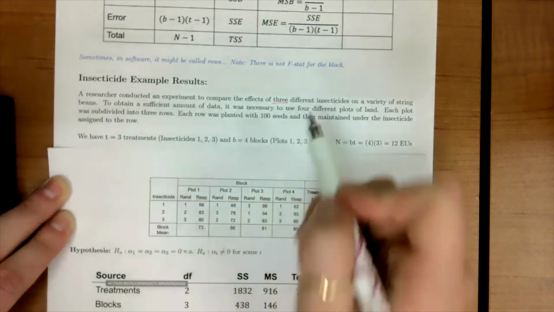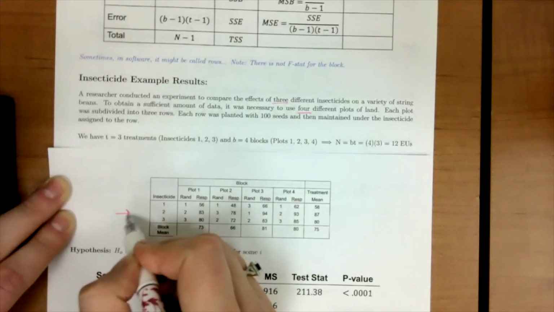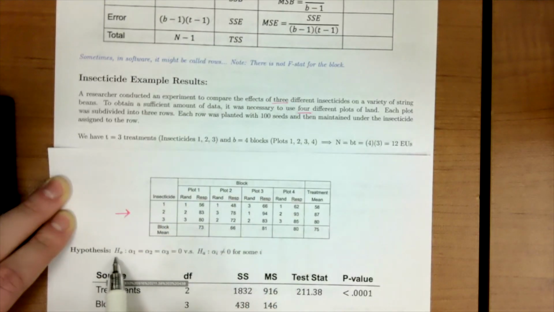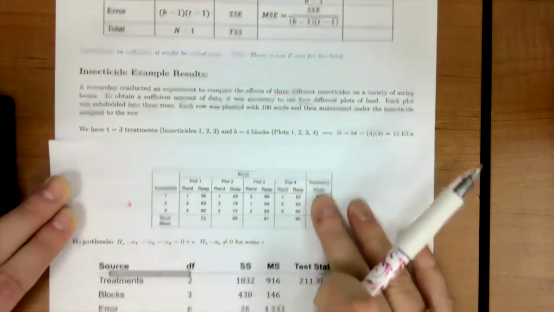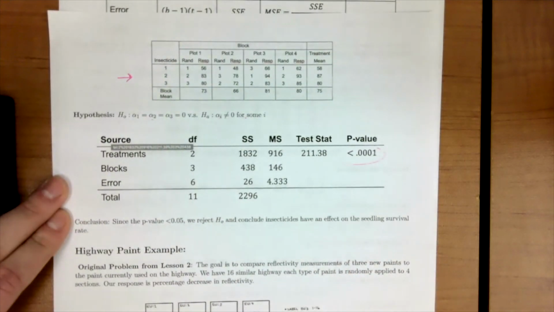We have 4 lands, four plots of land, and they're divided into 3 rows. So again, here's our data. And our hypotheses are that we want to see is there a difference? We have our ANOVA table. We get a p-value. And so since our p-value is less, you guys can't see that, awkward. P-value, and since our p-value is less than 0.05, we're going to reject the null and conclude that the insecticides have a difference on the seedling survival rate.